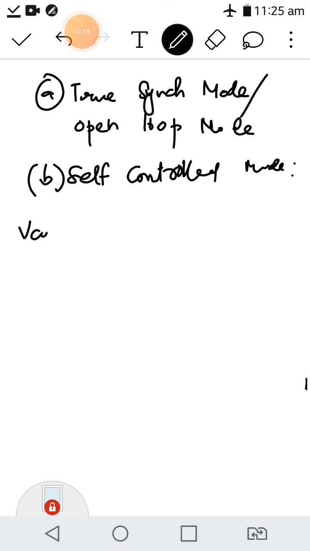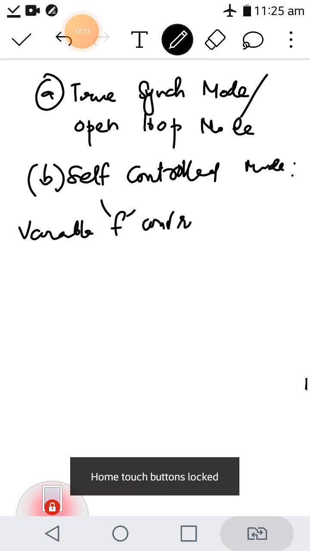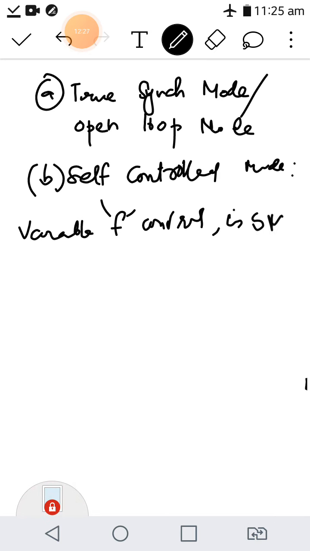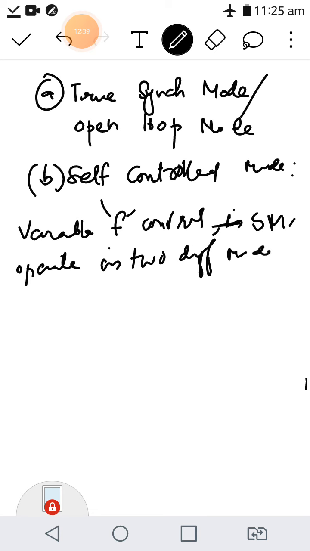So variable frequency control in synchronous machine. Synchronous motors operate with variable frequency control in synchronous machine, which is operating in two different modes. The first mode is true synchronous speed mode, and the second mode is the self-controlled mode.